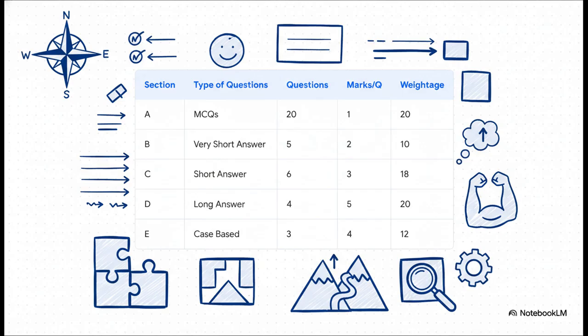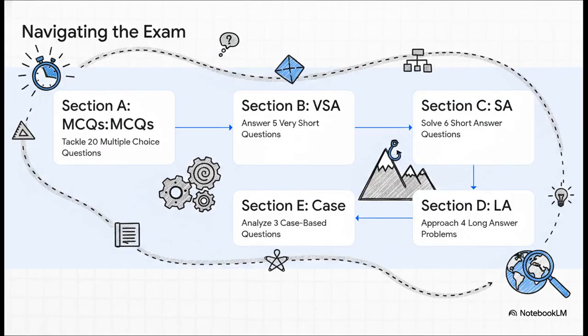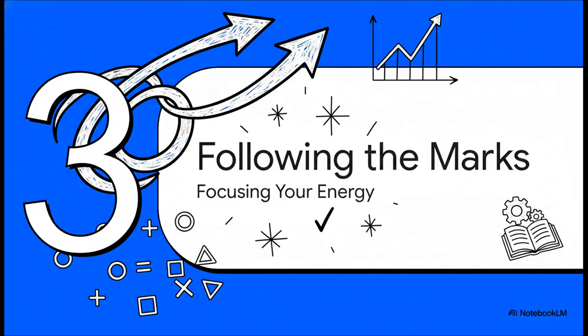And then you hit Section D, the main event. 4 long answer questions that make up a huge 20 marks. You finish up with Section E, which has 3 case-based problems to test how you apply your skills to real-world situations. So just think of the exam like a journey. You start fast with those multiple-choice questions, then you settle into a rhythm with the shorter answers, then you gear up for the biggest challenges, and you end by analyzing some interesting scenarios. Each part of the journey tests something a little different, from your speed and accuracy to your deep understanding of the concepts.